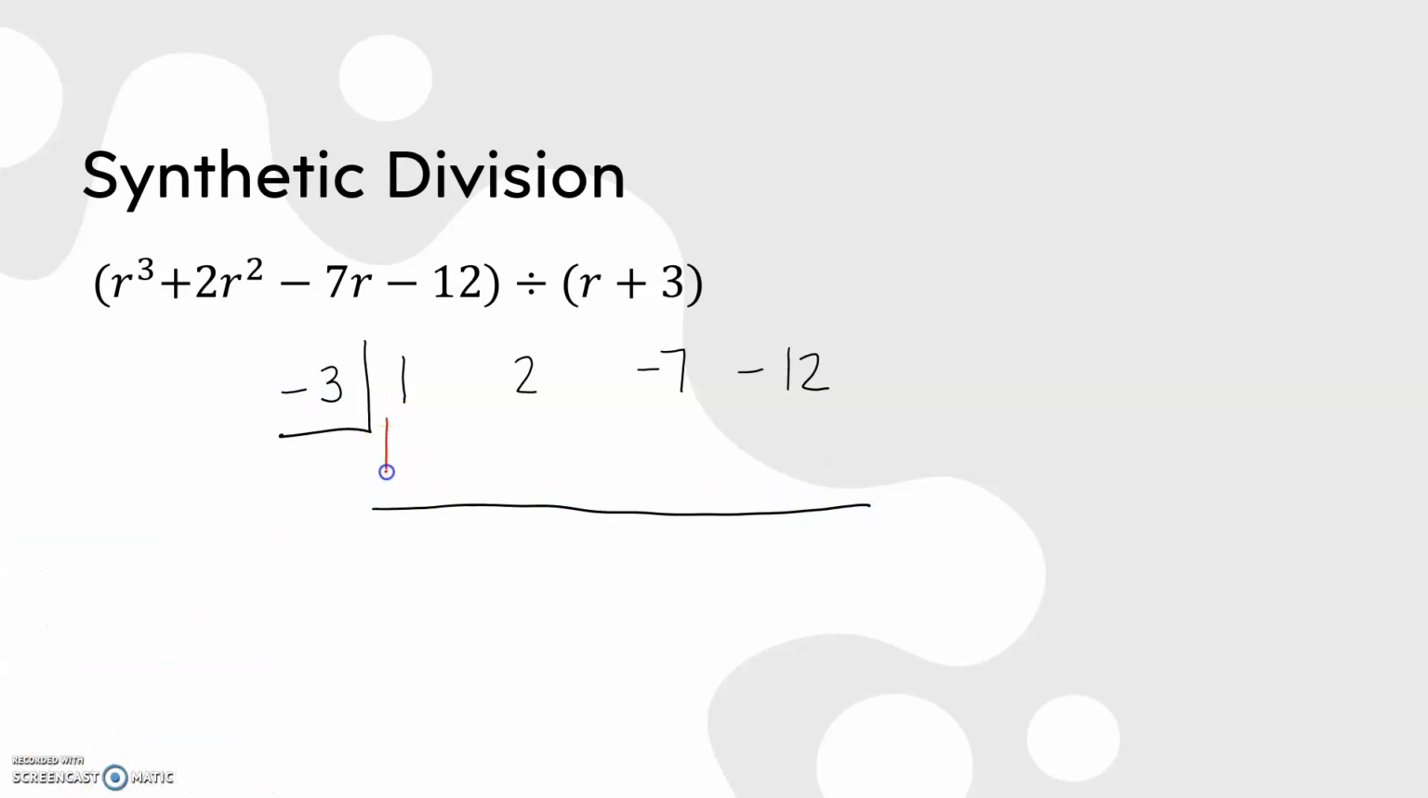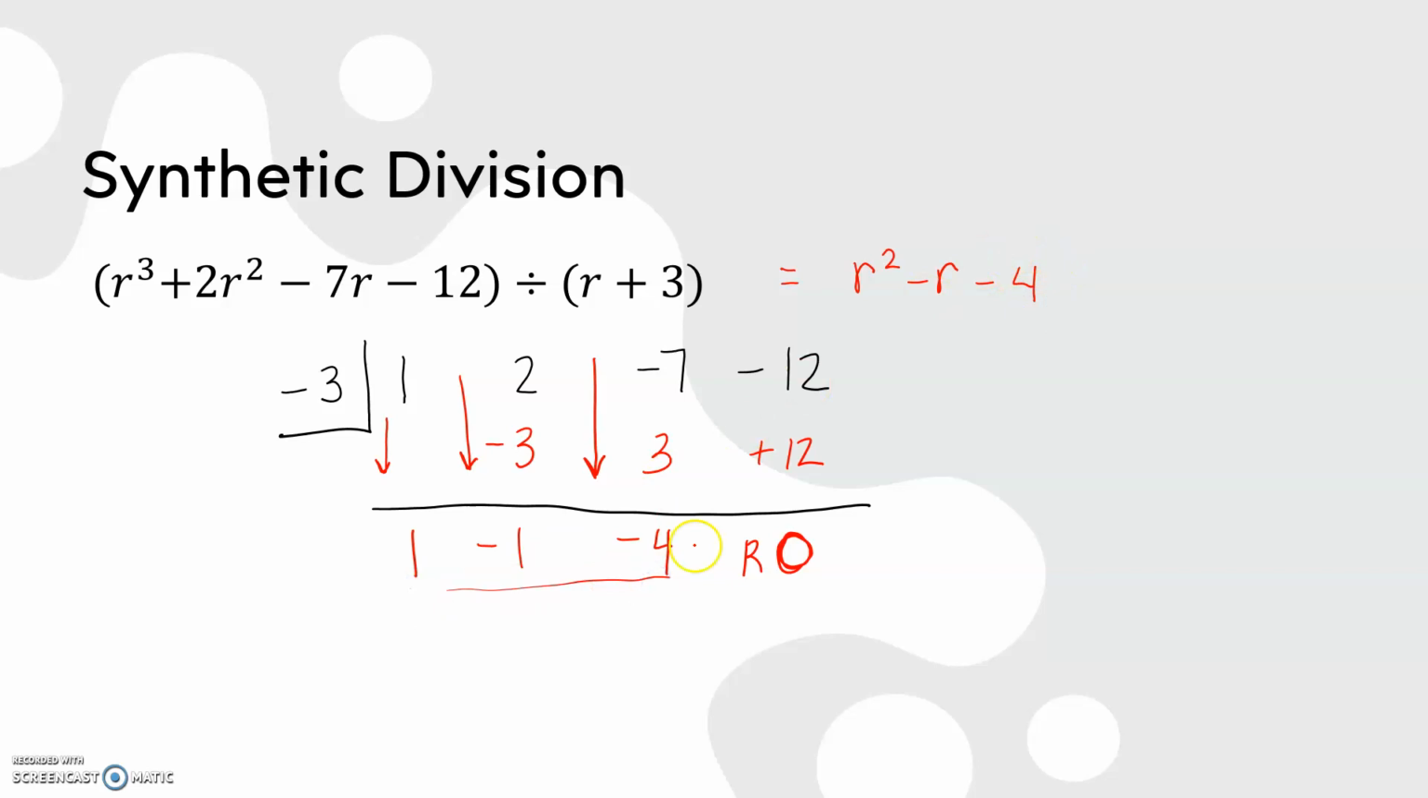Then we bring down the 1, and we multiply. We add, and then we multiply. We add, and then we multiply. This time, our remainder is 0, so our answer works out to be a nice quadratic of r squared minus r minus 4. That's just filling in our coefficients into a quadratic.